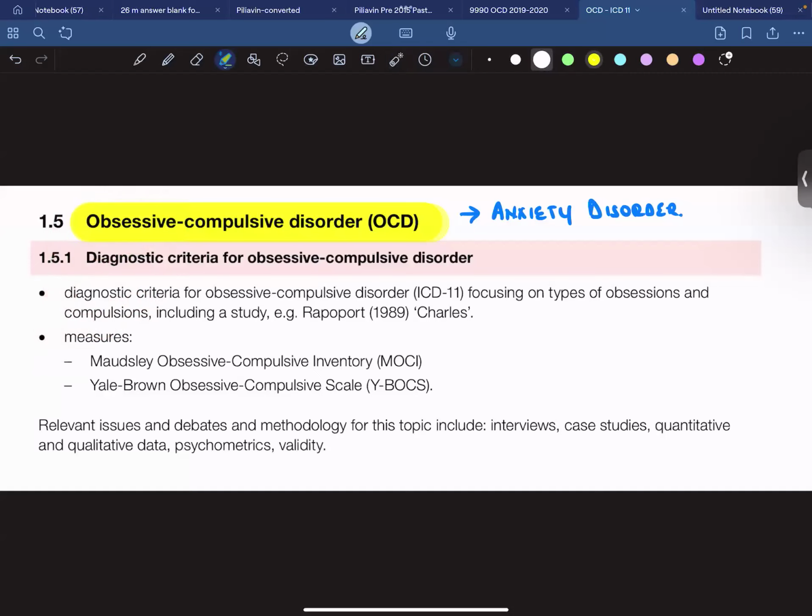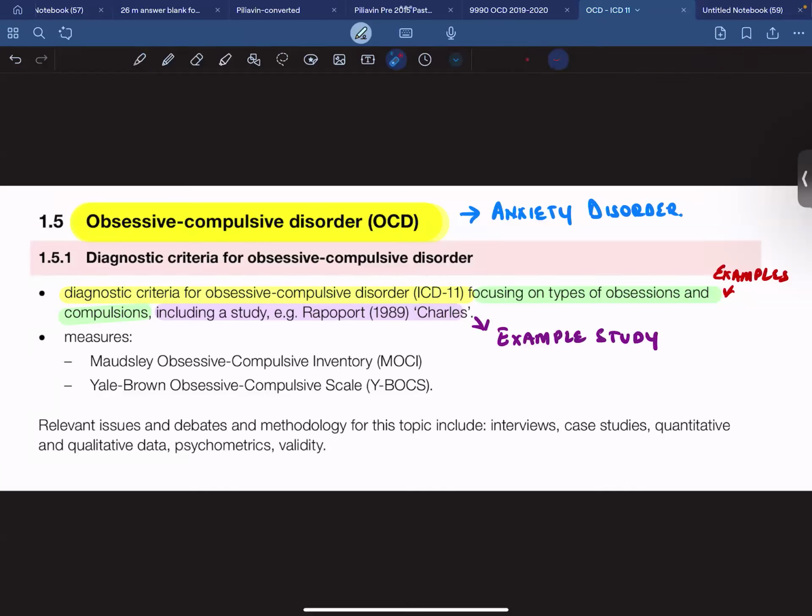Now, if we talk about the breakup of this particular section, that is diagnostic criteria for obsessive compulsive disorders, initially we would be expected to know about the diagnostic criteria according to ICD-11 while focusing on types of obsessions and compulsions. This could be through different examples. I tried to give you all a couple of examples that would help you understand this better, followed by an example study that was conducted by Rappaport on this 14-year-old young boy known as Charles.